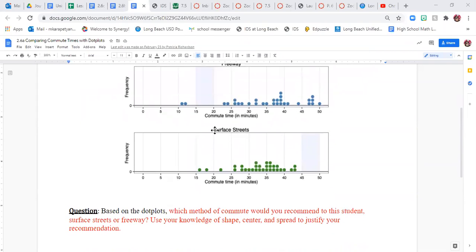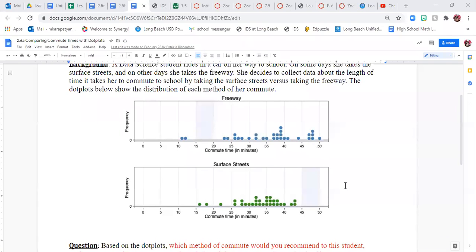Okay, and then of course she has her surface streets. And again, same setup for the dot plot, but now these are the times for the surface streets. So commute time in minutes, frequency here. So over here, it took her 35 minutes, three different times. It took her 35 minutes to get to school using the surface streets.